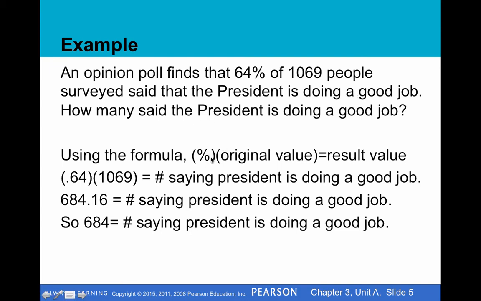So using our formula here, we're given the percent. Remember, in all these problems where I'm using the formula, we're given the percent. To convert a percent into a decimal, you move the decimal 2 spots to the left, or you can divide the number by 100. It does the same thing. So 64% would be 0.64. Then we take that times the 1,069, and we get the number of people saying that the president is doing a good job. If we multiply 0.64 times 1,069, we get 684.16. Since we're talking about the number of people, we'll round to the nearest whole person. So in this case, 684 people say the president is doing a good job.